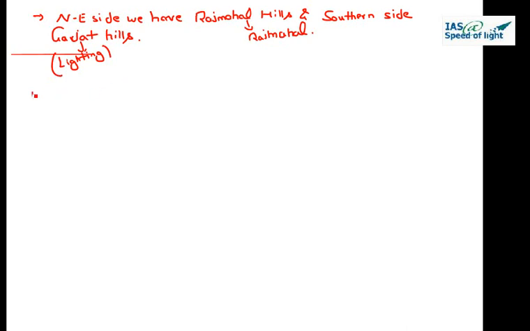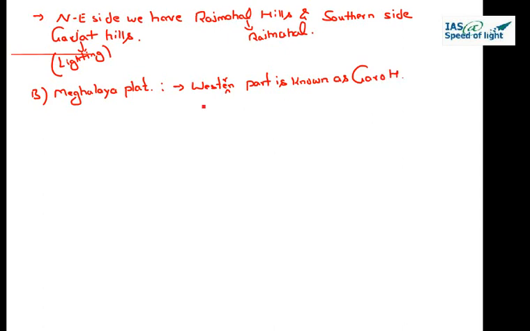Now, we come to the second part of the northeastern plateau, which is the Meghalaya Plateau. In this, the first point we need to note down is the western part is known as the Garo Hills, while the central part is known as Khasi Jaintia Hills.